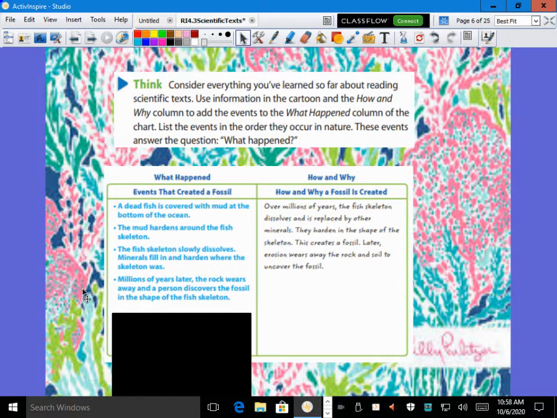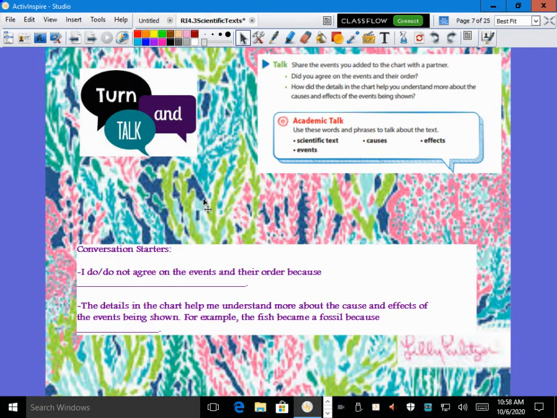Millions of years later, that rock wears away and a person can discover the fossil in the shape of the fish skeleton. So simply going back and thinking about these events, I now know how and why a fossil is actually created. Pretty cool stuff.